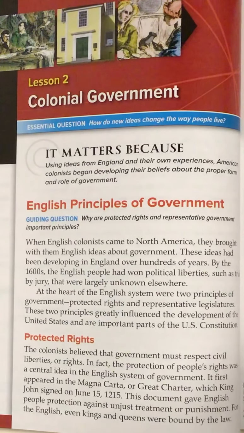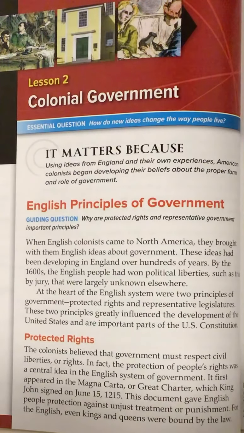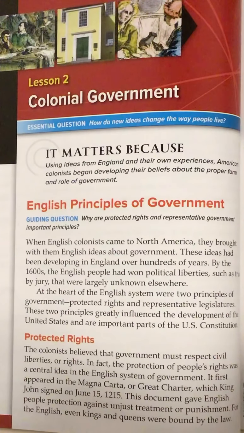Lesson 2, Colonial Government. It matters because, using ideas from England and their own experiences, American colonists began developing their beliefs about the proper form and role of government. English principles of government. Guiding question: Why are protected rights and representative government important principles?